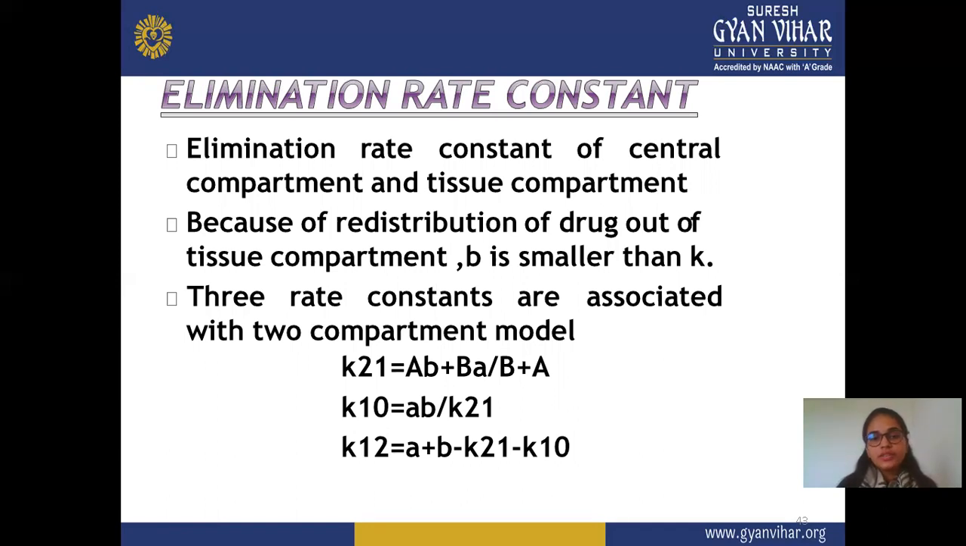Three rate constants are associated with the two compartmental model. Here, K21 is equal to (AB plus BA) divided by (B plus A), and K divided by K12 is equal to AB divided by K21, and K12 is equal to A plus B minus K21 minus K10.